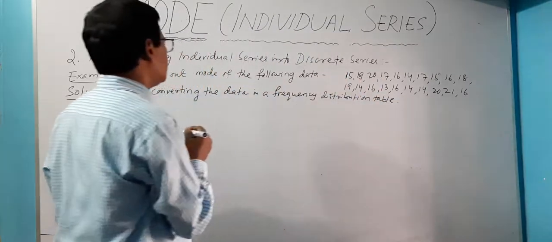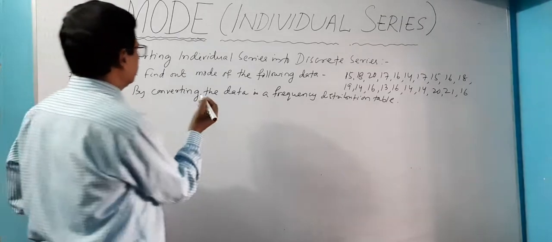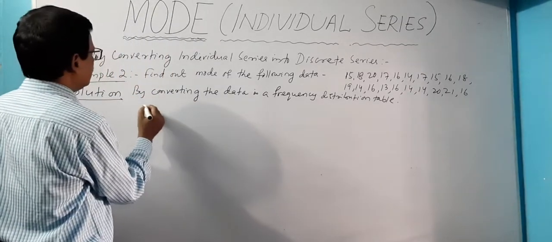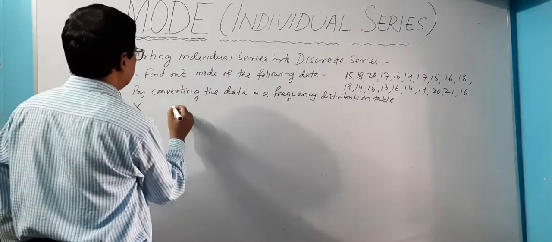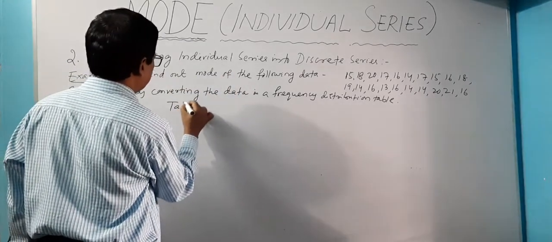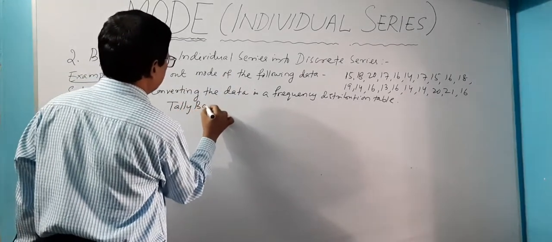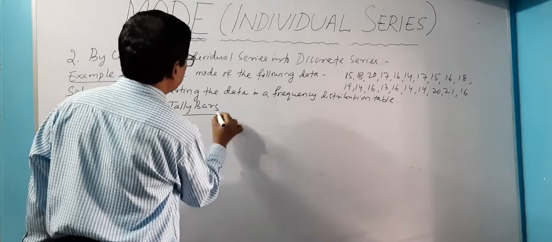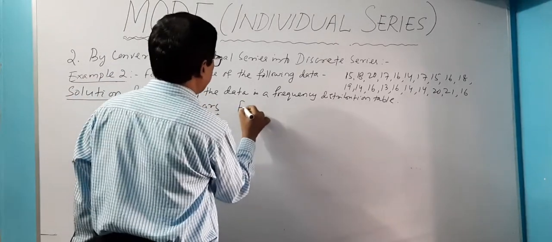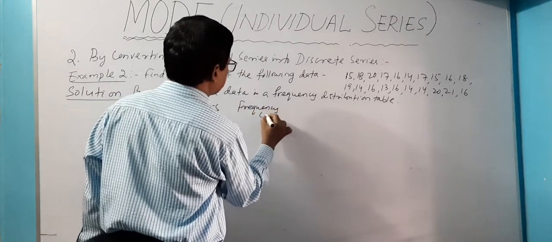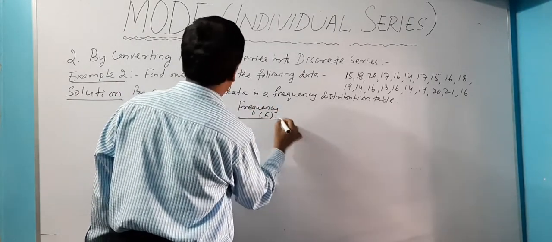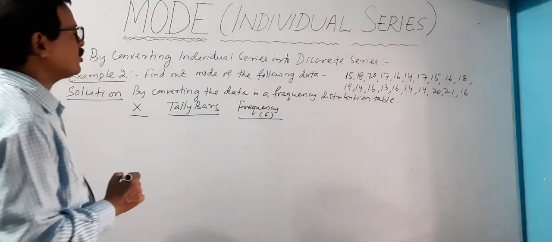Okay, so you will draw a frequency distribution table. In this table, we will write down the x values given, then tally bars in the second column, and in the third column we will write frequencies. Frequency, that is f. Okay, so what are the numbers given?